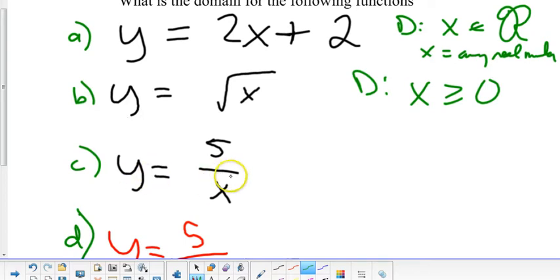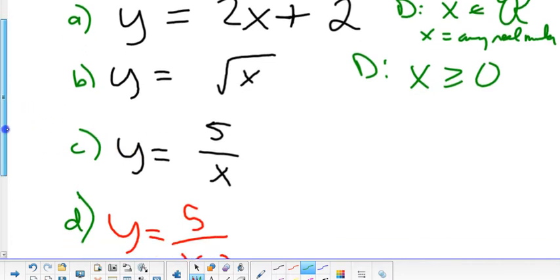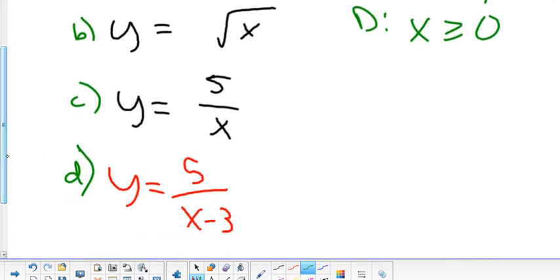For C, we should know that we can't divide by 0, but x could be anything else. So in this particular one, x would be any number but 0. And in letter D, I would only have an issue if x was 3, because that would make a 0 in the denominator. So in this case, you'd say x can't equal 3, or x could equal any real number except for 3.